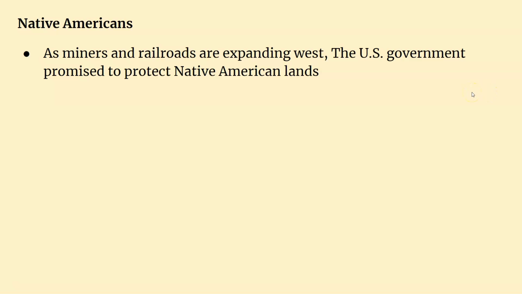As these miners and these railroads, like we said in the last section, were expanding west, the U.S. government had already promised to protect Native American land. They said, okay, here's your land. When they forced them west with the Indian Removal Act, they took their land in the east and gave them some in the west. But as the United States was expanding westward, they're like, never mind. We need to take those lands too.